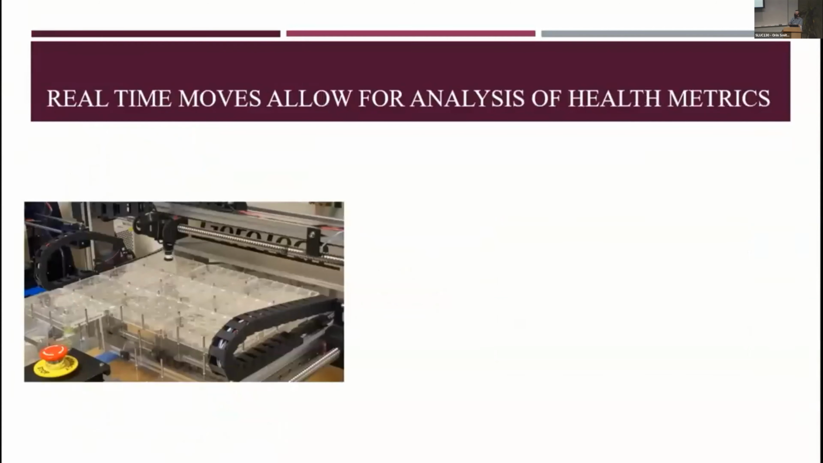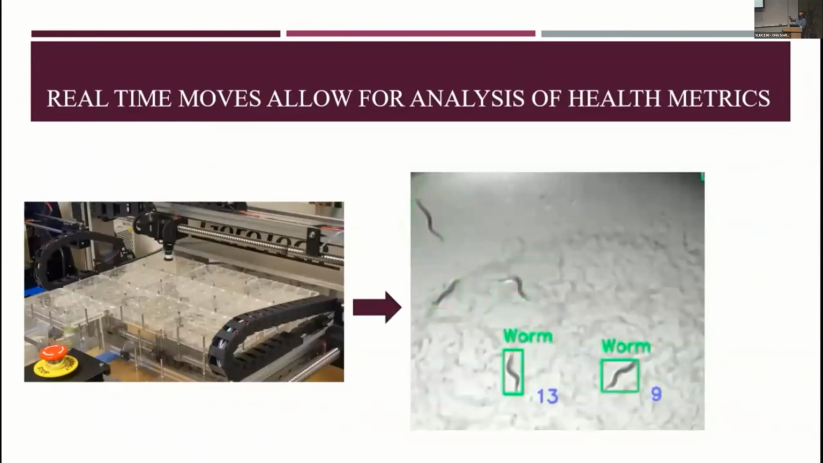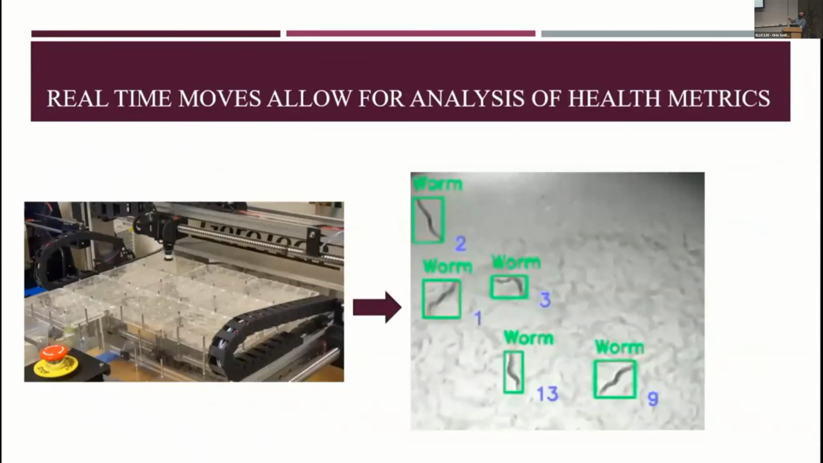But again, it's not just enough to look at longevity in the context of geroscience. We also really want to examine health span. So from those real-time movies, what we're able to do is then take them and look at how well the animals are moving at a given day. The caveat to this is these images are taken once a day. But you can see each animal gets its own unique ID.